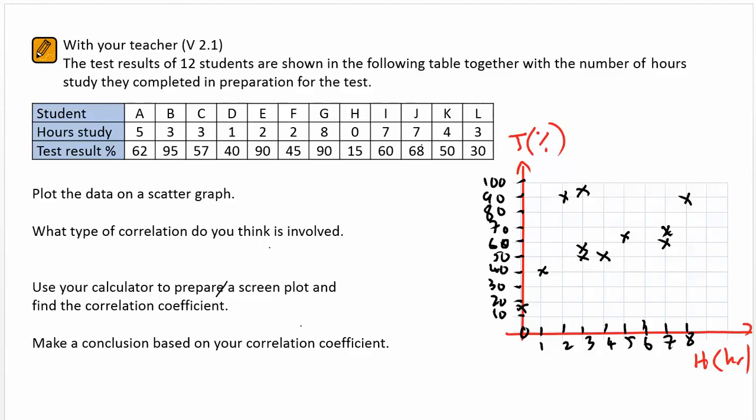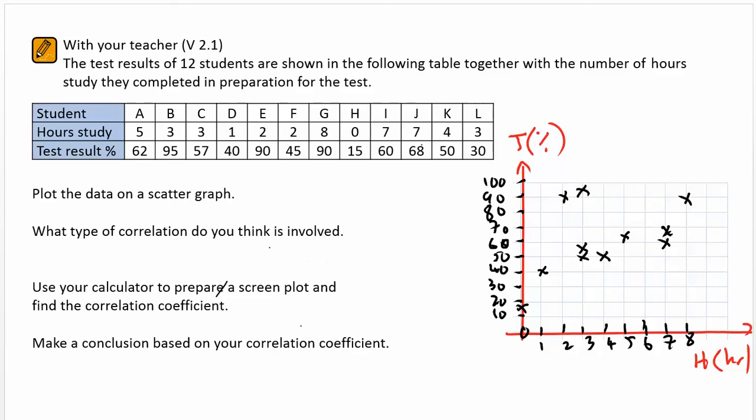Now in V2.1 we're going to look at how we can go from the data, sketch the data up, through to thinking about the positive correlation that's involved, and then using the calculator to prepare the scatter plot and make your correlation coefficient. Now firstly, when we plot, you can see I've ruled up the axis and I've scaled it correctly, and then we put the points in as we go.